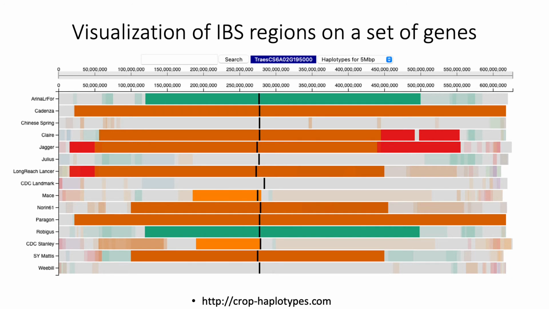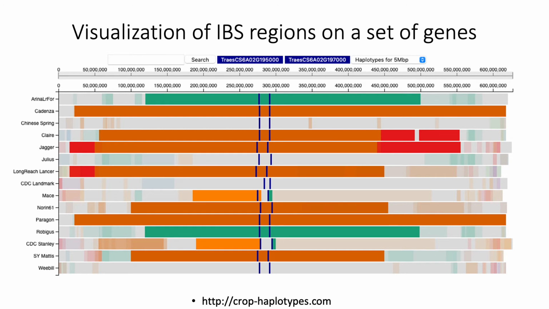In this example, there are 3 different haplotype blocks under the selected genes: the green haplotype of Arina and Jagger, the light orange haplotype of Mace and Stanley, and the dark orange which covers most of Cadenza. However, there are a couple of red blocks at the beginning and the end of Jagger, suggesting that the haplotype block has been broken in two instances, one in Sy Mattis and the other in Lancer.